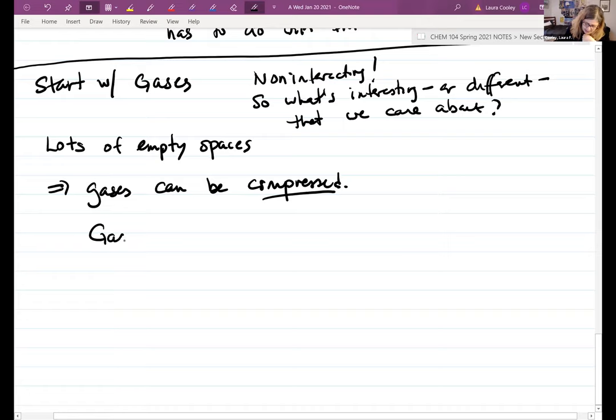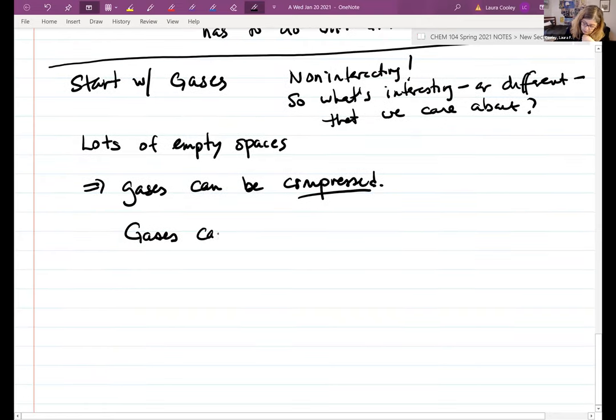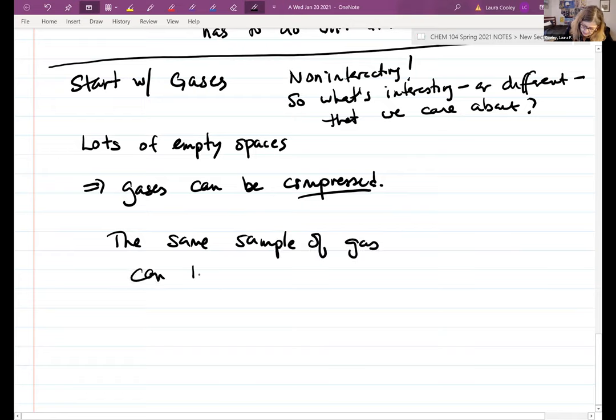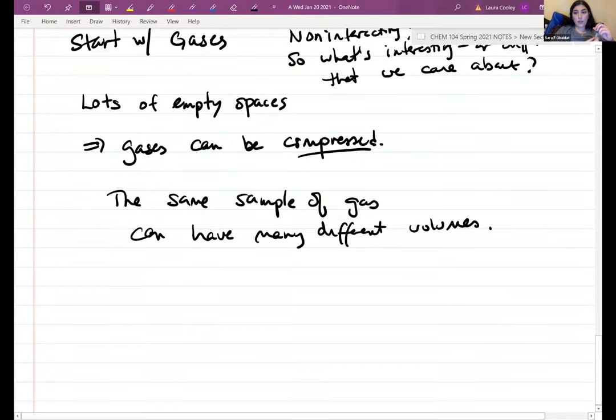Gases can have different volumes. So the same sample of gas can have many different volumes. So basically gases don't have a fixed shape. No, they take the volume of the container. The volume of the container equals the volume of the gas.